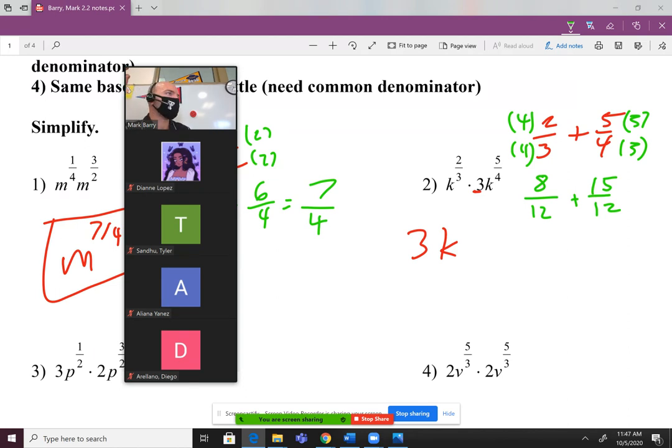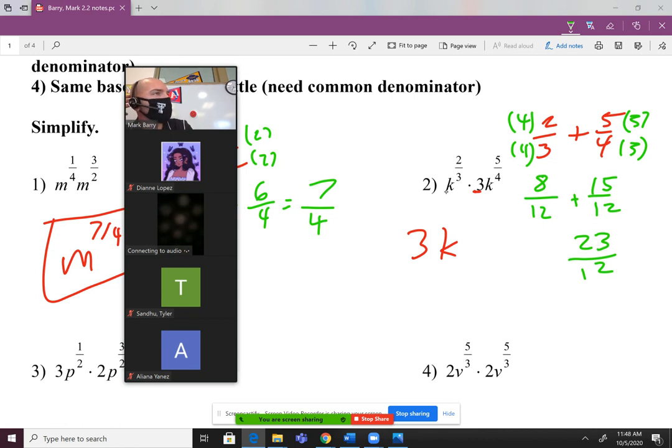We got that common denominator that we wanted. The 12 is on the denominator of both of those. Once we have the common denominator, we add the numerators and keep the common denominator the same. So there's a 12 on bottom. And what's 8 plus 15? 23.